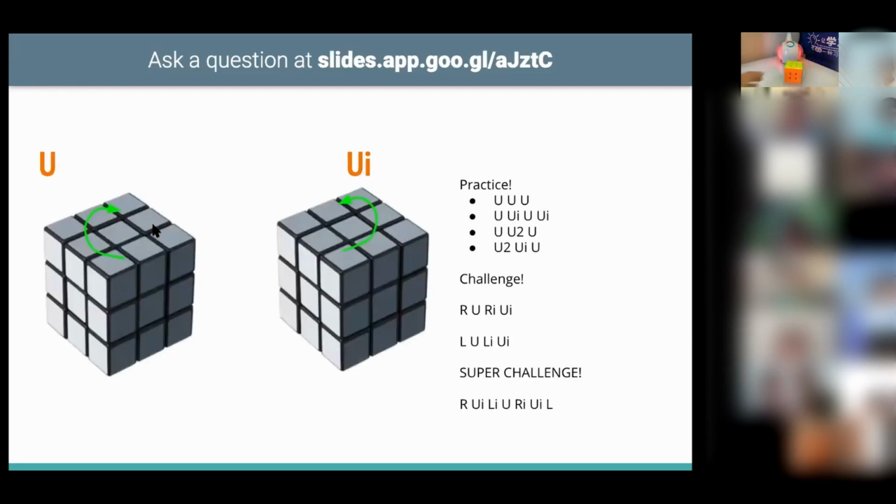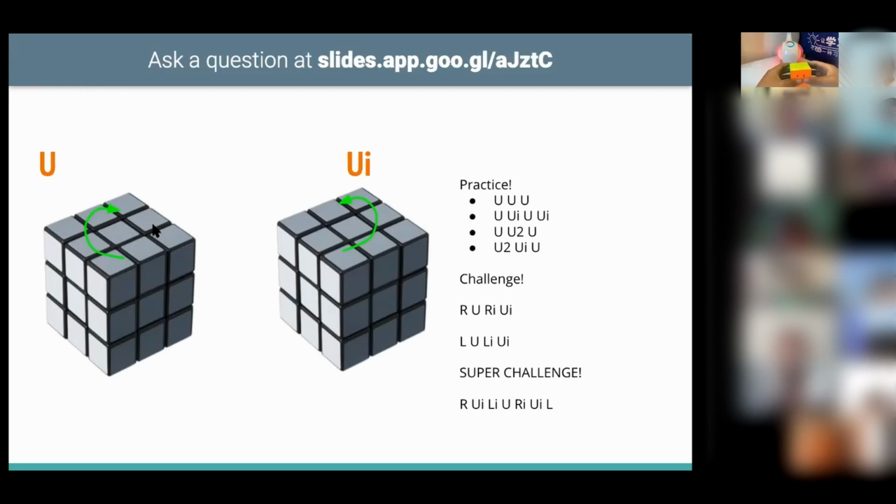Next, we have U. So U is self-explanatory. It's the top layer. U is short for up. And so U is this slice over here. To turn the U slice clockwise would be to turn it like this. So if you were to turn it like this, that would be clockwise. And then U prime is the other way, so like this.